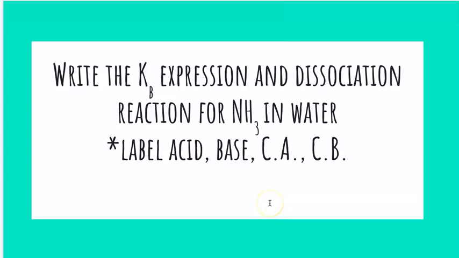Okay, here's another very similar problem for you. And this time it's going to be Kb instead of Ka for NH3 reacting with water to make NH4 plus and OH minus. Go ahead and label the acid, base, conjugate acid, and conjugate base, and write the Kb expression. Pause the video and do those things.